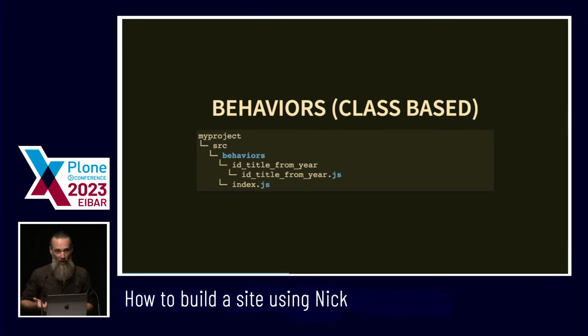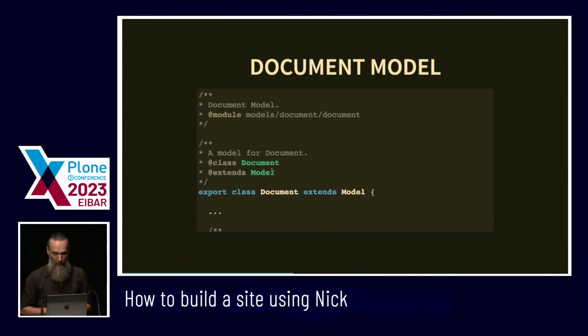As I said, there's two types of behaviors. One is schema-based, so the JSON-based, and the other one is behaviors basically based on source code. In this case, there's a behavior which we call ID title from year, which should generate the ID and the title based on the year we entered in our content type. So how are we going to set that up? Basically, we have the behaviors folder, and we added the ID title from year field.